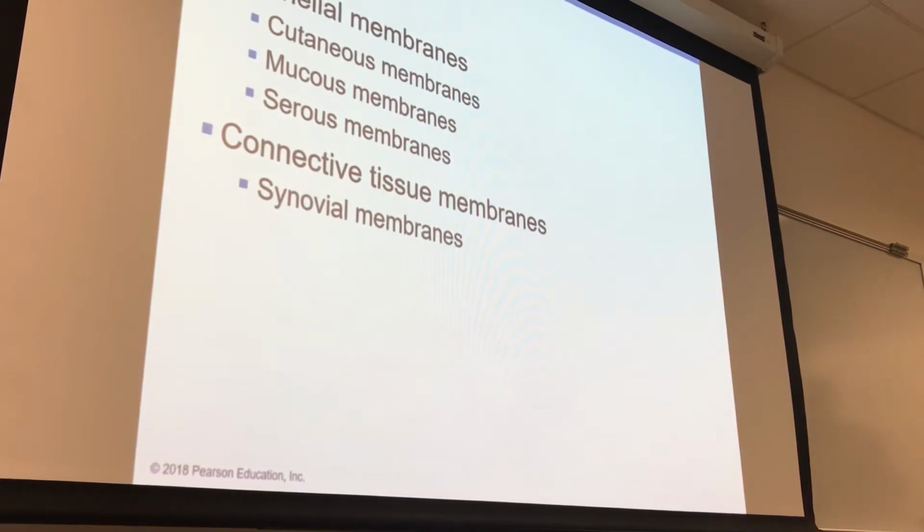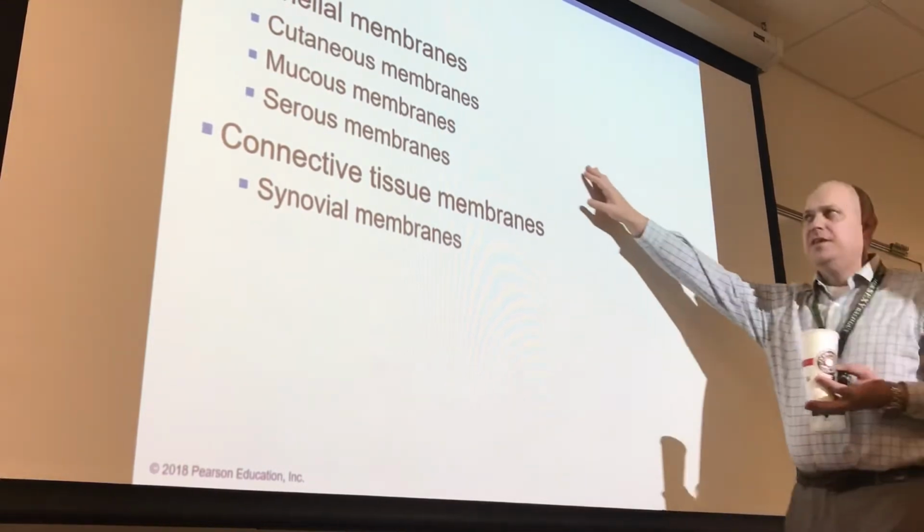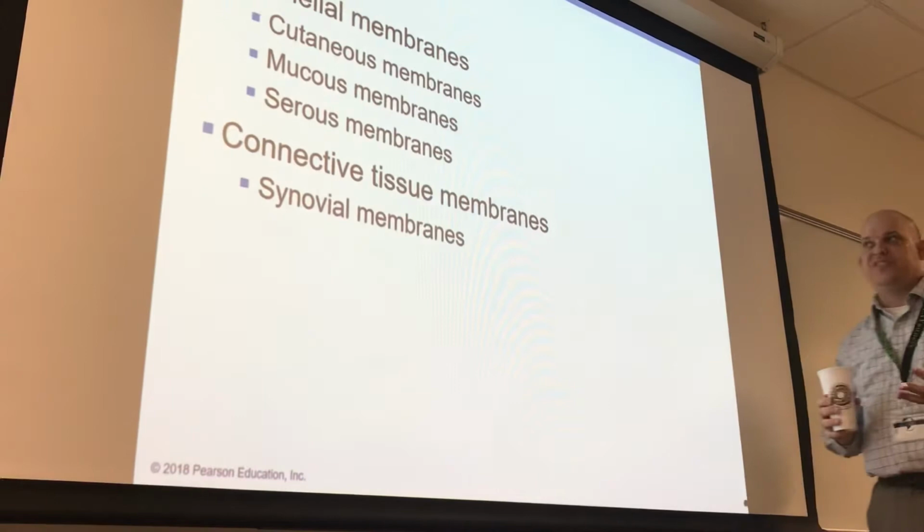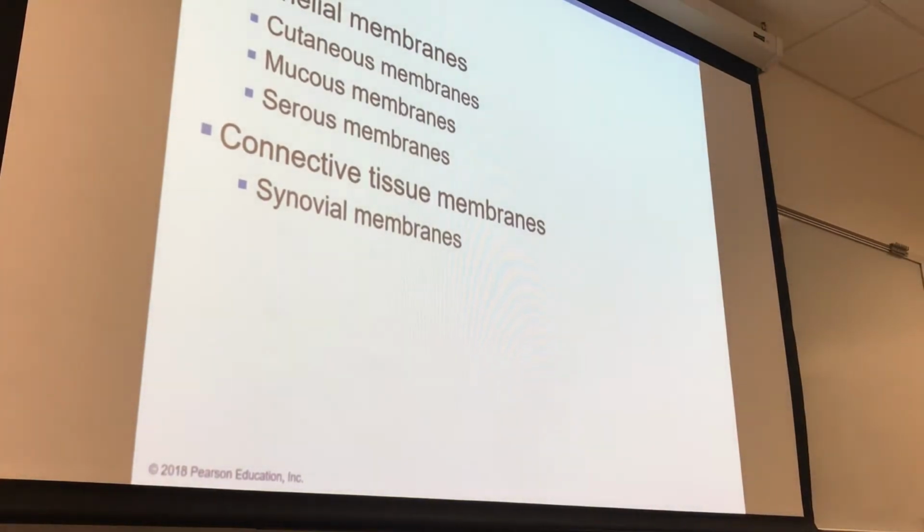The first category is our cutaneous membranes. Cutaneous membranes is what we think of when we think of our skin. These are membranes that are directly exposed to the outside world, on the outside of the body. Mucous membranes are membranes that are found on the inside of the body but have exposure to the outside world. As a result, they secrete mucus, hence the name mucous membranes. Serous membranes are membranes on the inside of the body that are not exposed to the outside world. Instead of secreting mucus, they secrete a fluid known as serous fluid. And we're going to have slides on each of these individually.